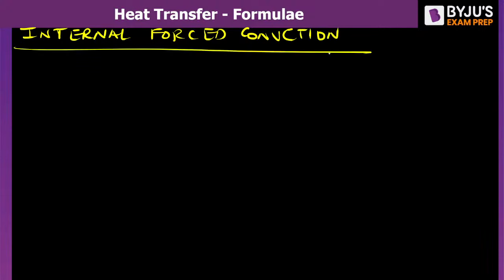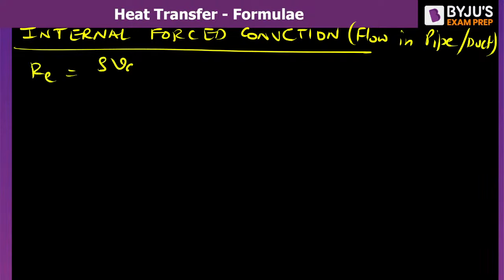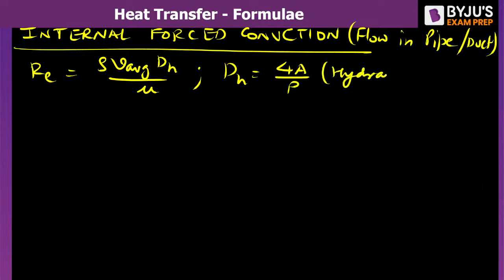For internal forced convection, flow in a pipe or flow in a duct. The Reynolds number is given by rho into average velocity into Dh by mu, where Dh is called the hydraulic diameter, 4A by P. A non-circular pipe can be replaced by a circular pipe by using the hydraulic diameter.